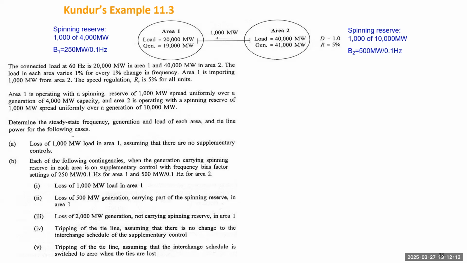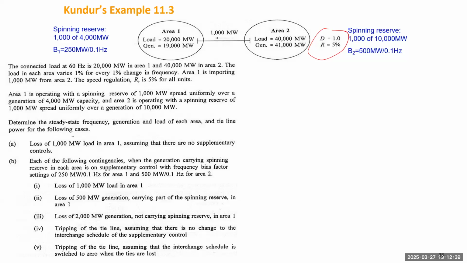So now let's consider two areas. Area 1 has a load of 20,000 megawatt and generation of 19,000 megawatt. Area 2 has 40,000 megawatt load and 41,000 megawatt generation. If you read the problem, they also tell you for all the load, we just simply assume D takes the value 1.0.